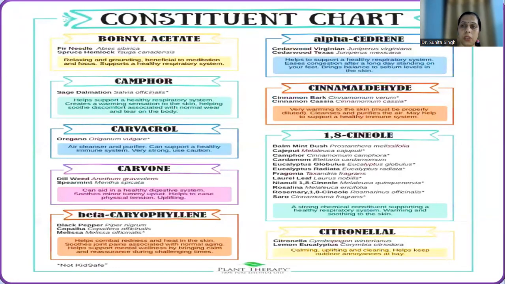So all these chemical components which are derived from different plants have biological and therapeutic properties. Like citronellal, found in citronella, lemon, and eucalyptus, it helps in calming, uplifting, and cleansing. Also, it helps keep outdoor annoyances away. It has a calming effect.